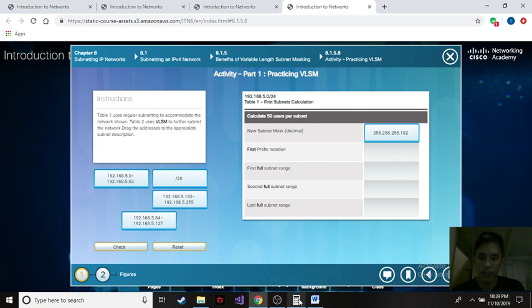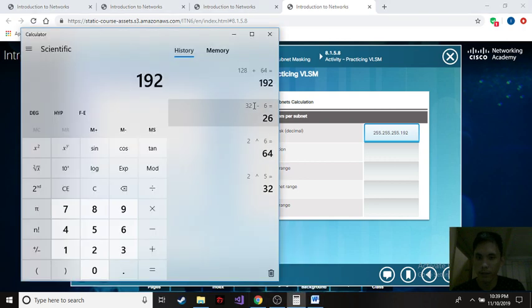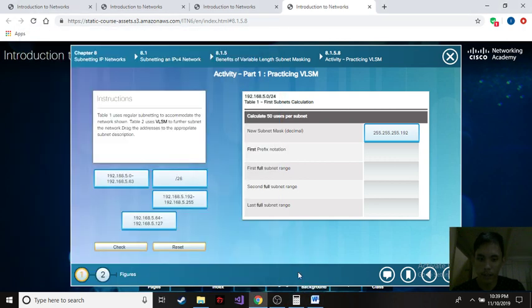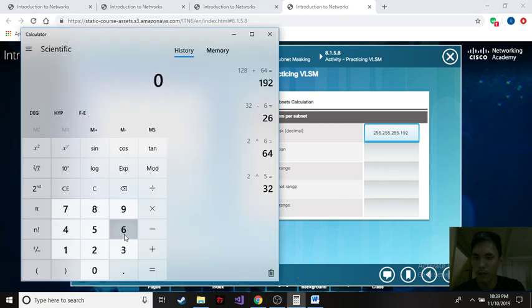We already computed the prefix notation, which is where we subtract our borrowed bits, which is 6, from the default prefix notation. So that's how we come up with this /26 prefix notation. So this should be the answer.